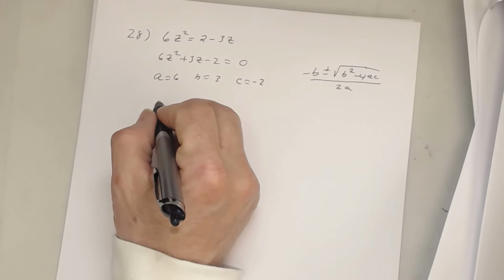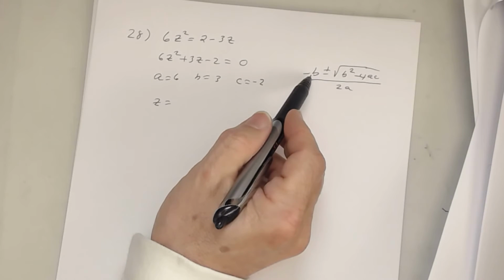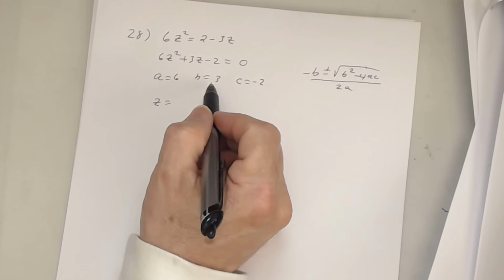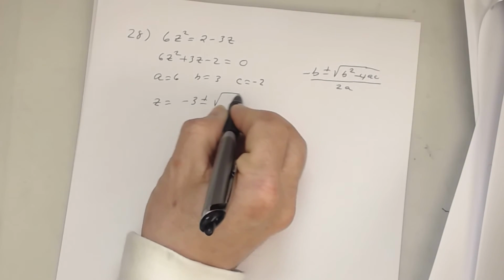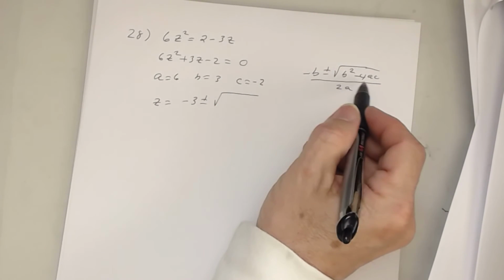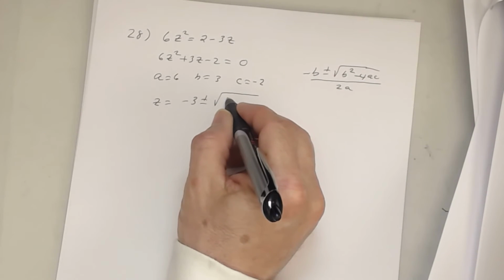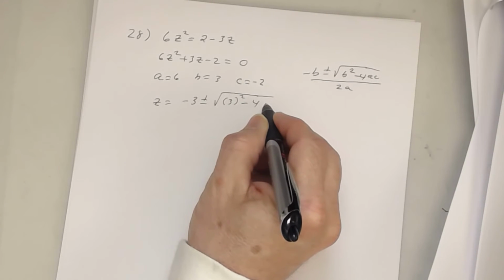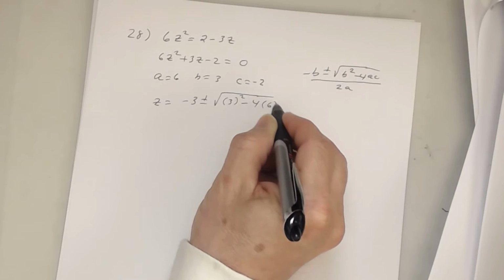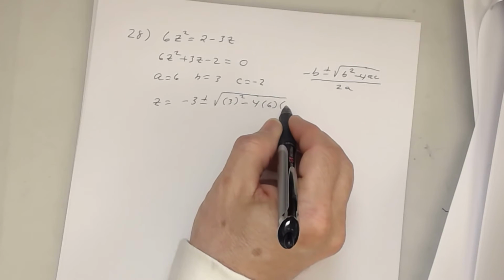No, variable. Oh, sorry. Z equals. All right, this says the opposite of B, so B is 3. That becomes negative 3. Plus or minus the square root of B. Remember, the radicand, you put all those values in parentheses. So B is 3, I'm squaring it. Minus 4 times A. A is 6 in parentheses. Times C in parentheses. And what's C?